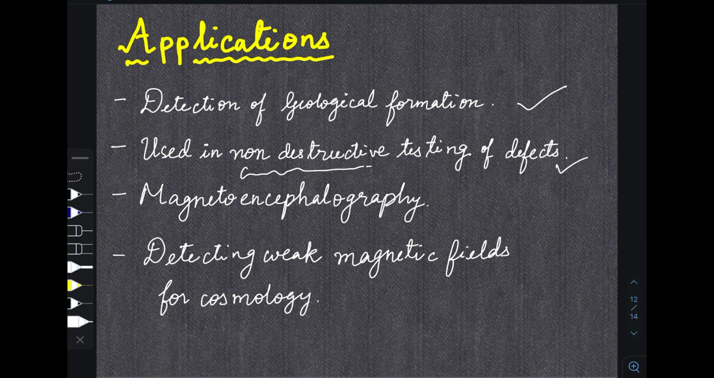And then there is magnetoencephalography. In encephalography, we basically try to study the head and the brain parts, and there are very weak magnetic fields near the brain, so they can be mapped using a DC squid. And also, we can detect very weak magnetic fields which are produced by the birth of stars or some cosmological event, and we can study the evolution of our universe.